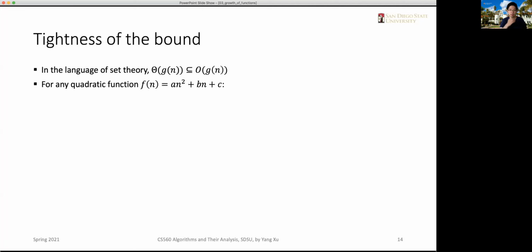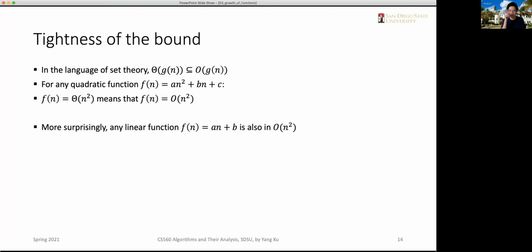When we only know the upper bound, we cannot claim that we also know the lower bound. For any quadratic function, for example f of n equals a times n squared plus b times n plus c, we can say that f of n is bounded by big theta of n squared. This is a tight bound. We have an upper bound and a lower bound, and it also means that big theta of n squared is also an upper bound.